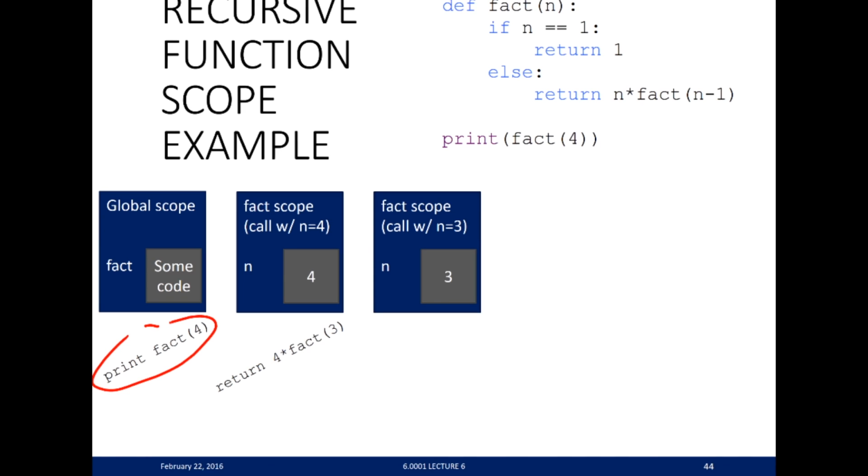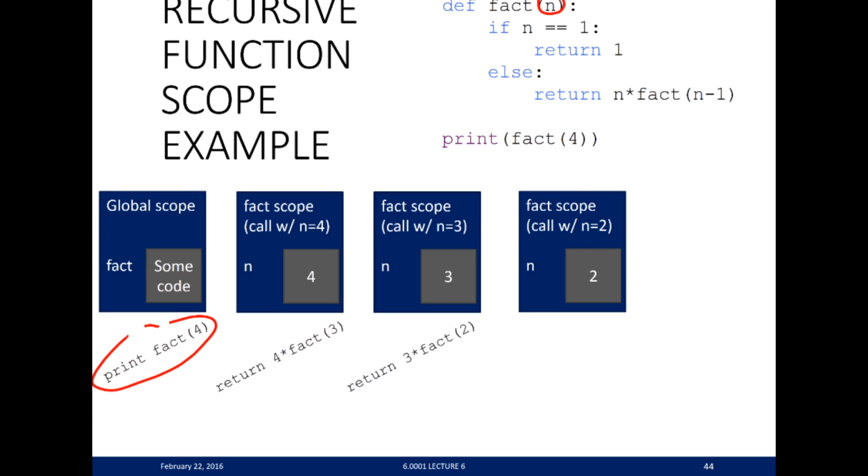Great. It creates a new frame, inside of which the formal parameter, n up here, is bound to 3. And relative to that, it does exactly the same thing. So I'm now going to go faster. Is 3 equal to 1? No. So I'm going to return 3 times calling fact on n minus 1, which is 2. That calls a new frame. There's the binding for n. n is still not equal to 1.